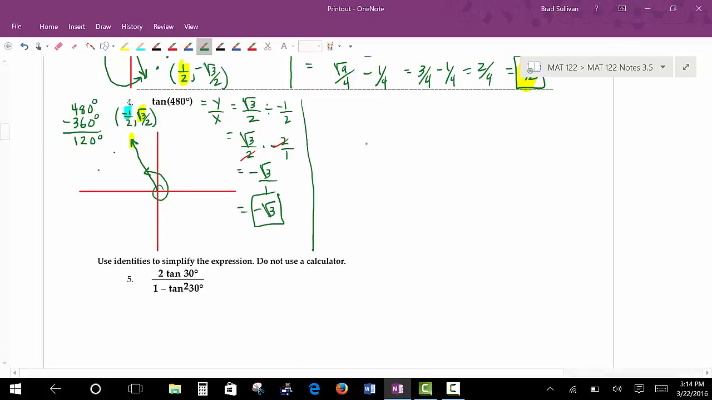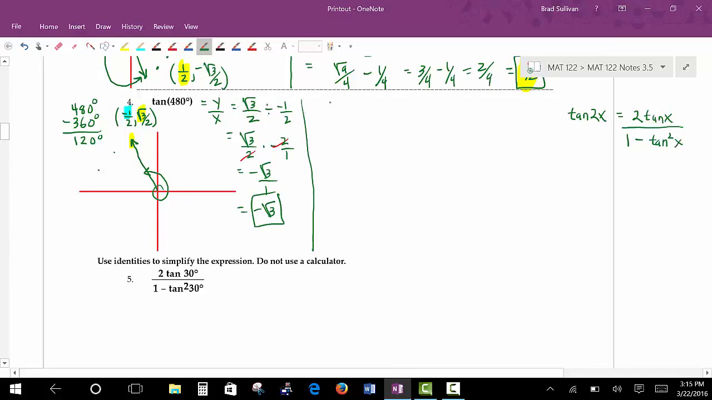Okay, now the next thing I'm going to do is I'm going to use the double angle identity. So the double angle identity for a tangent goes like this. Tangent of 2x is equal to 2 tangent x all over 1 minus tangent squared x.